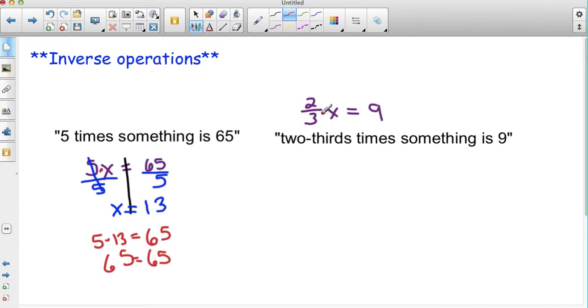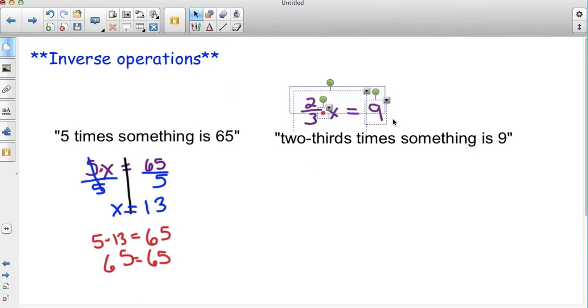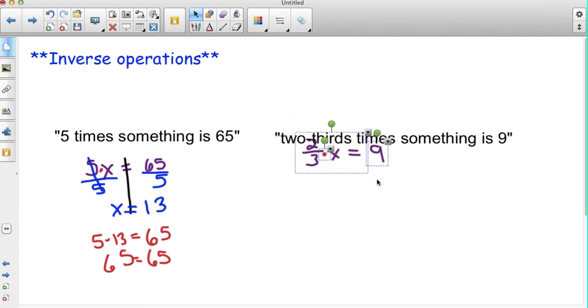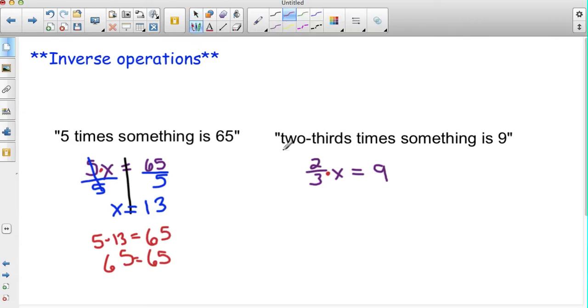Again, this is multiplying. With fractions, the whole idea is to try to get it down to just 1x. Over here in this first equation, I divided by 5. Here's my 1 right here. In order for me to change this 2/3 into 1, think back to your fraction days. 2/3 times what gives me 1 whole? Well, it's its reciprocal. When you're doing a fraction problem, you actually multiply by its reciprocal.